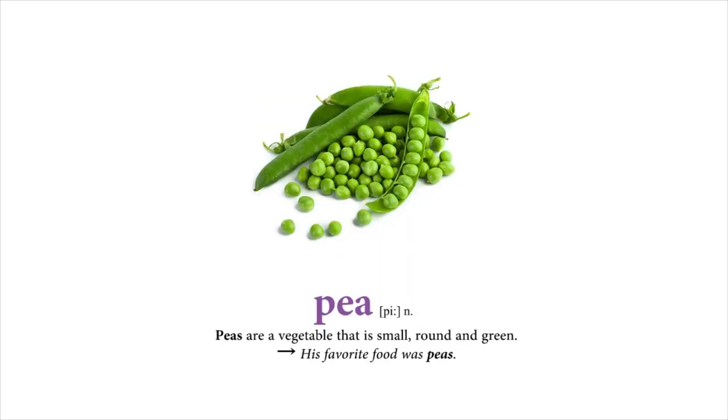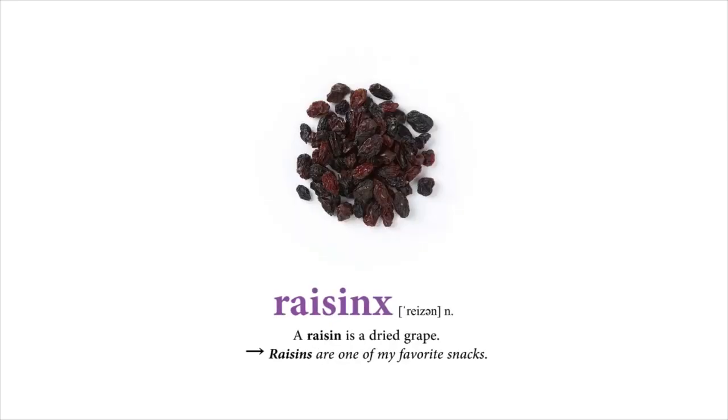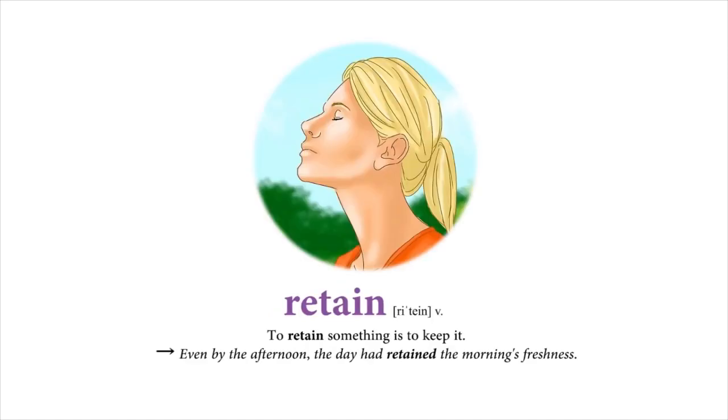Pea. Peas are a vegetable that is small, round, and green. His favorite food was peas. Raisin. A raisin is a dried grape. Raisins are one of my favorite snacks. Retain. To retain something is to keep it. Even by the afternoon, the day had retained the morning's freshness.